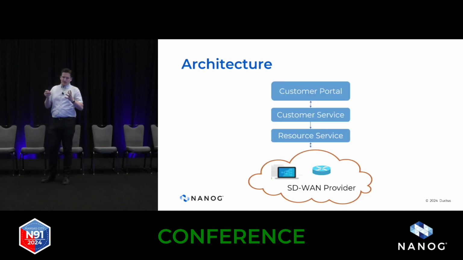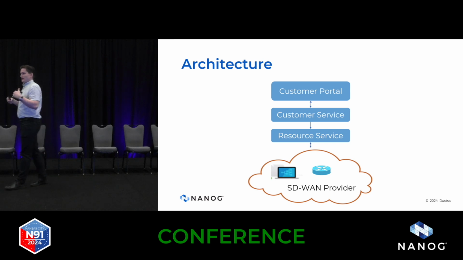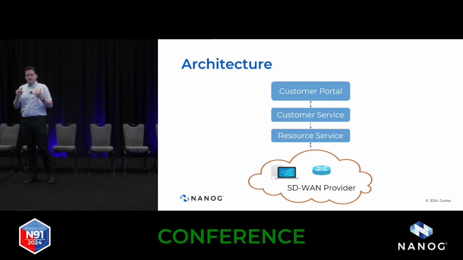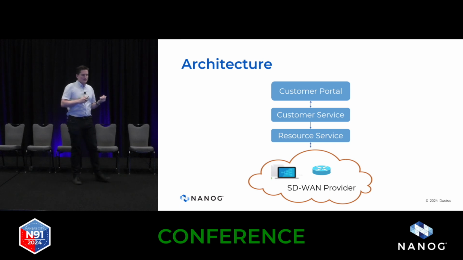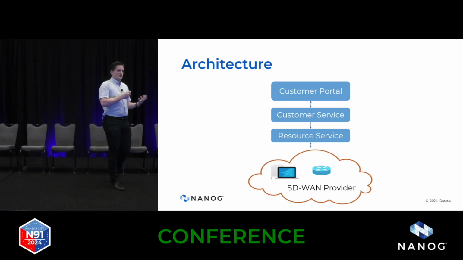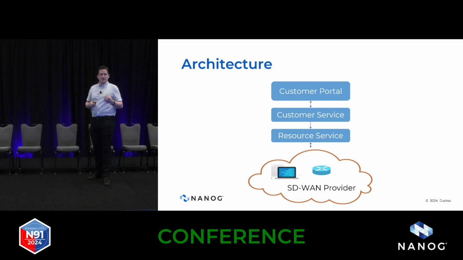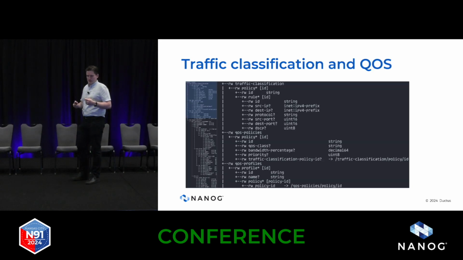So here's our architecture. We'll have a customer portal that's going to allow the customer to make their own updates. We have customer service, and the customer service is going to be our customer-facing service. That's the one that we saw from before. And then resource service, any resources that we need to allocate to properly implement things. We're going to look at the customer service.